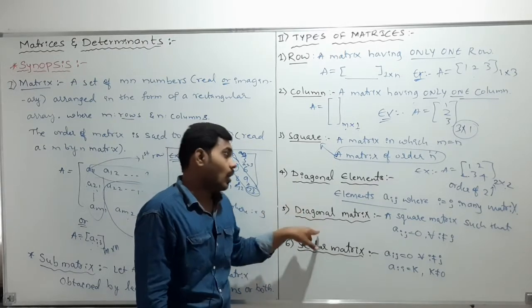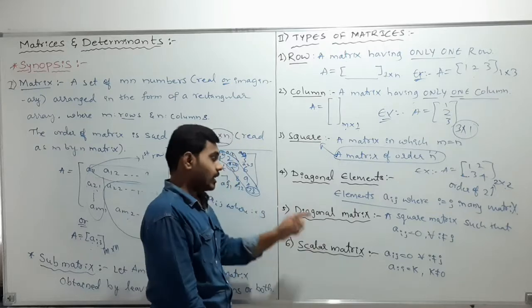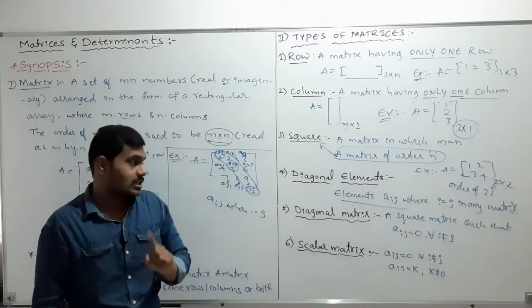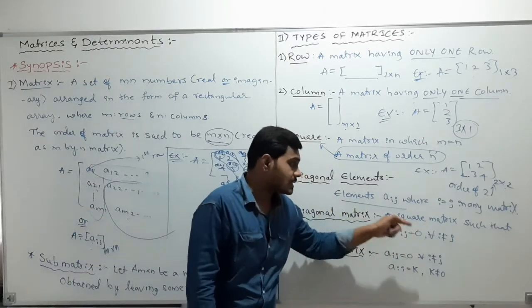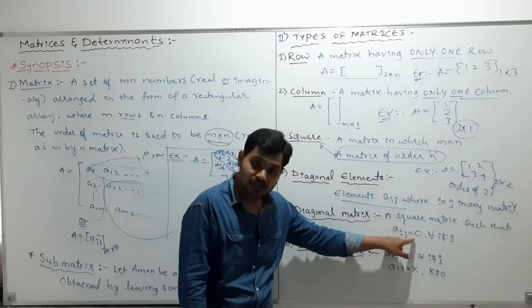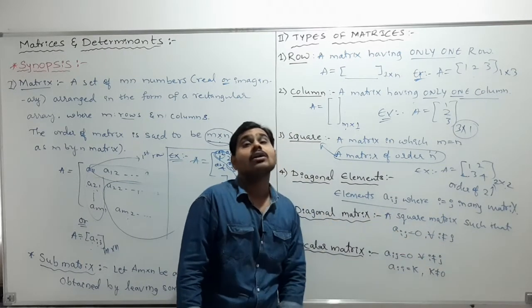Next we will discuss what a diagonal matrix is. So what does diagonal matrix mean? A diagonal matrix means a square matrix such that aij is equal to 0 for every i not equal to j.